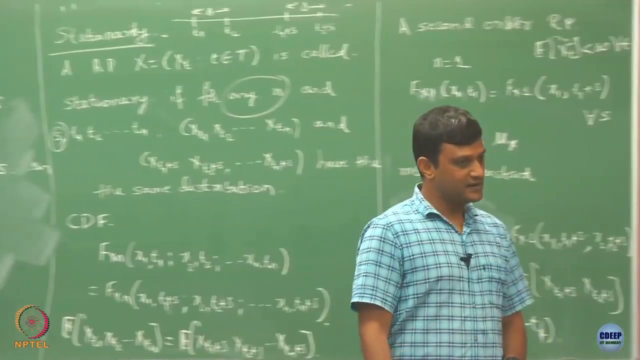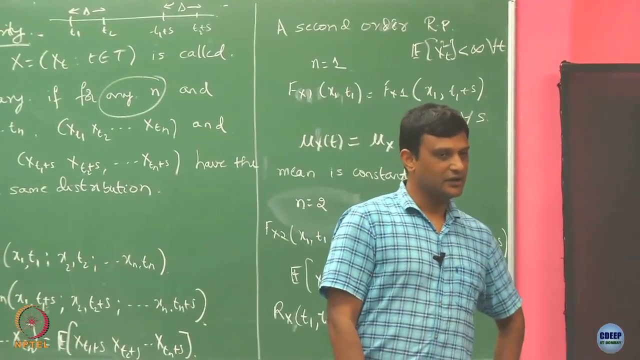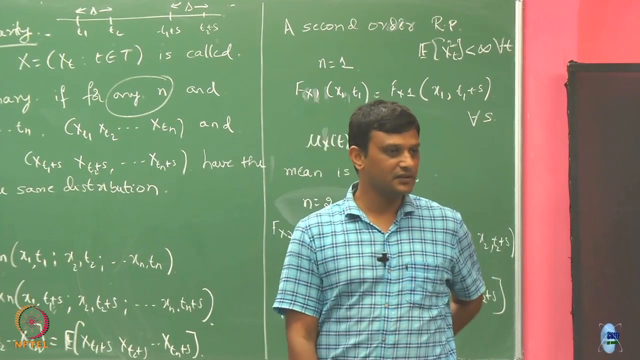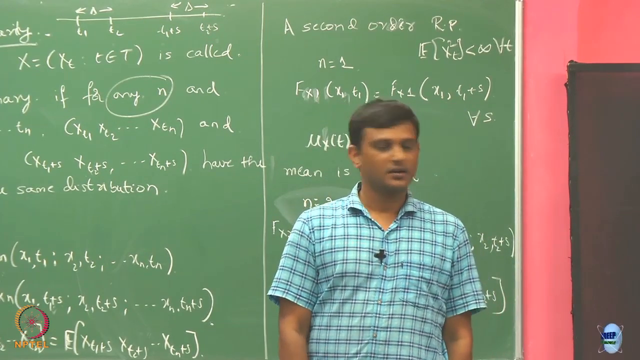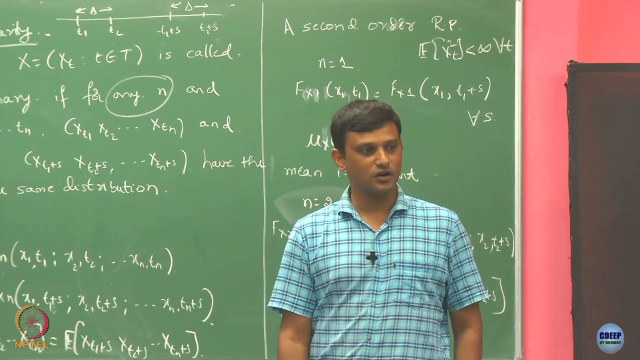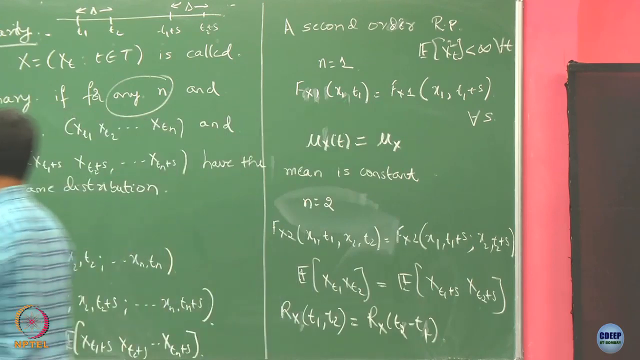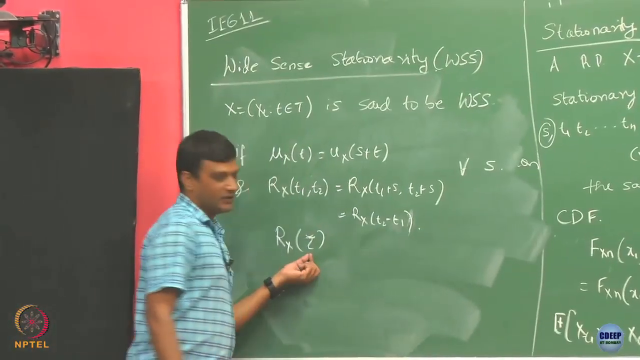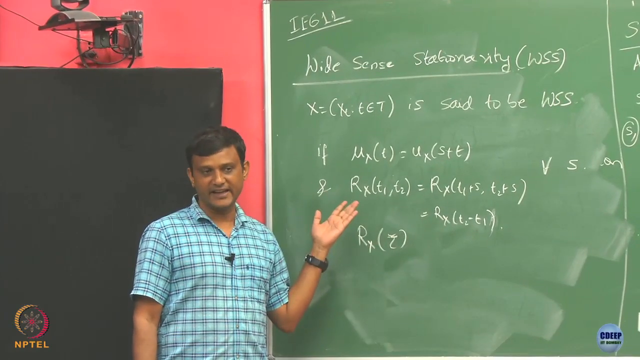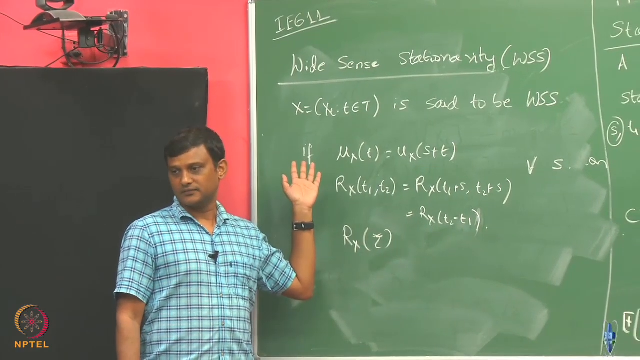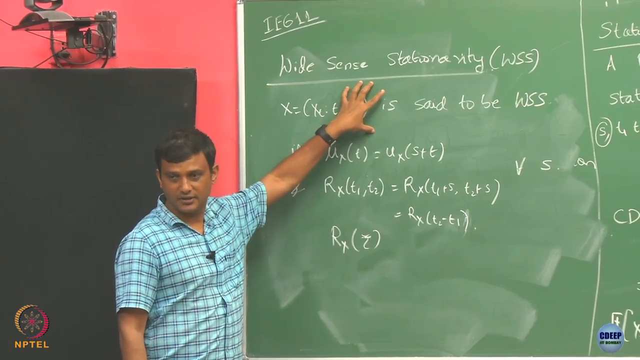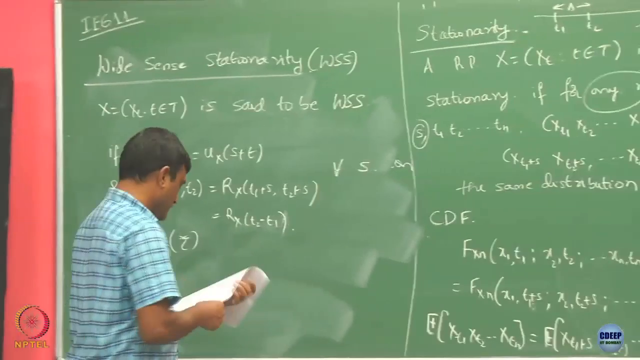So if I say that I have a random process x with mean constant as mu, and say that its autocorrelation function is R of tau, where tau is just a single variable, then by default we will take it as a wide sense stationary random process. Okay, so let me just make this more clear.